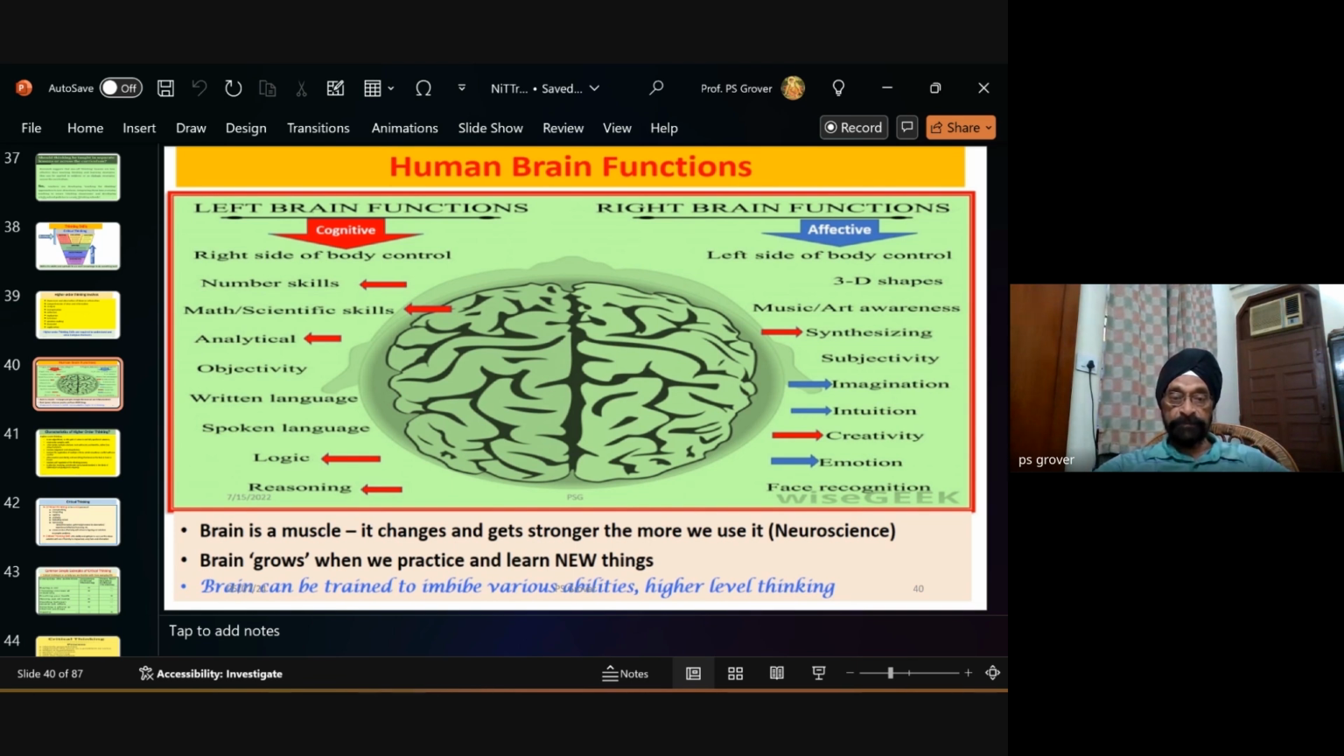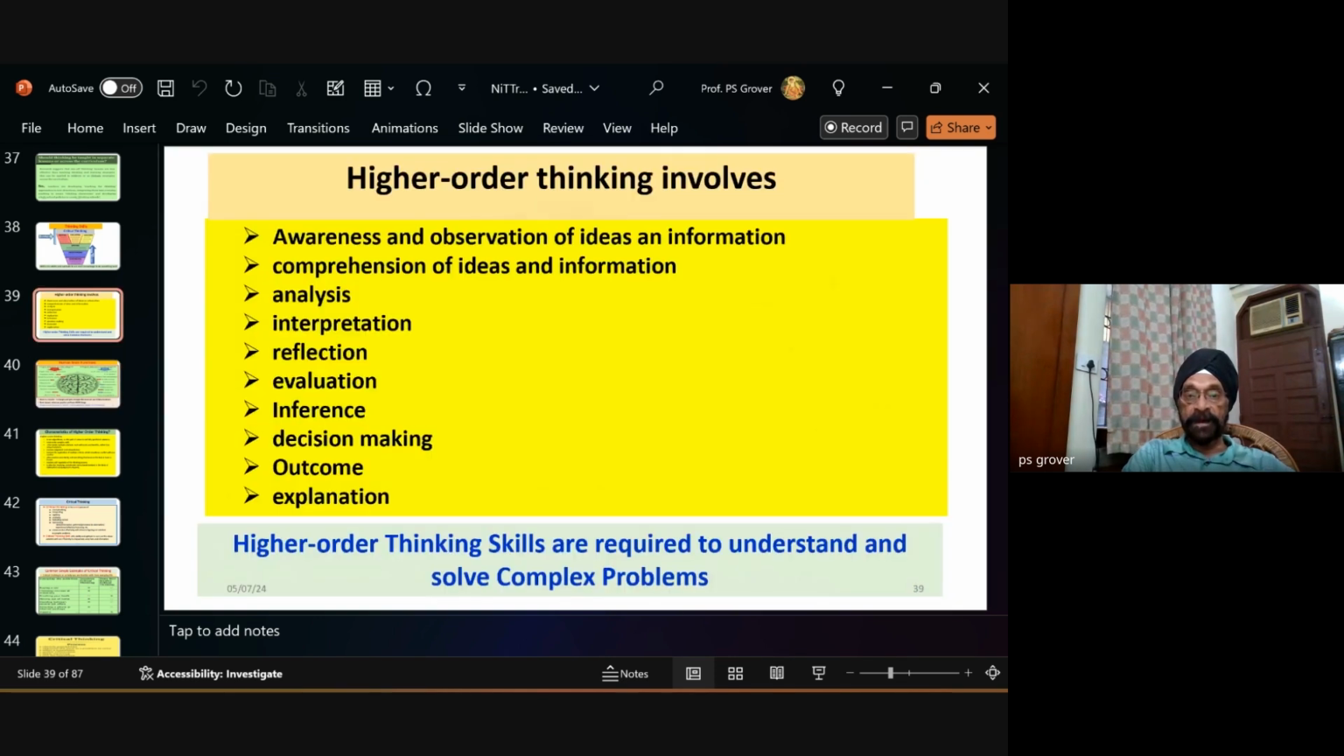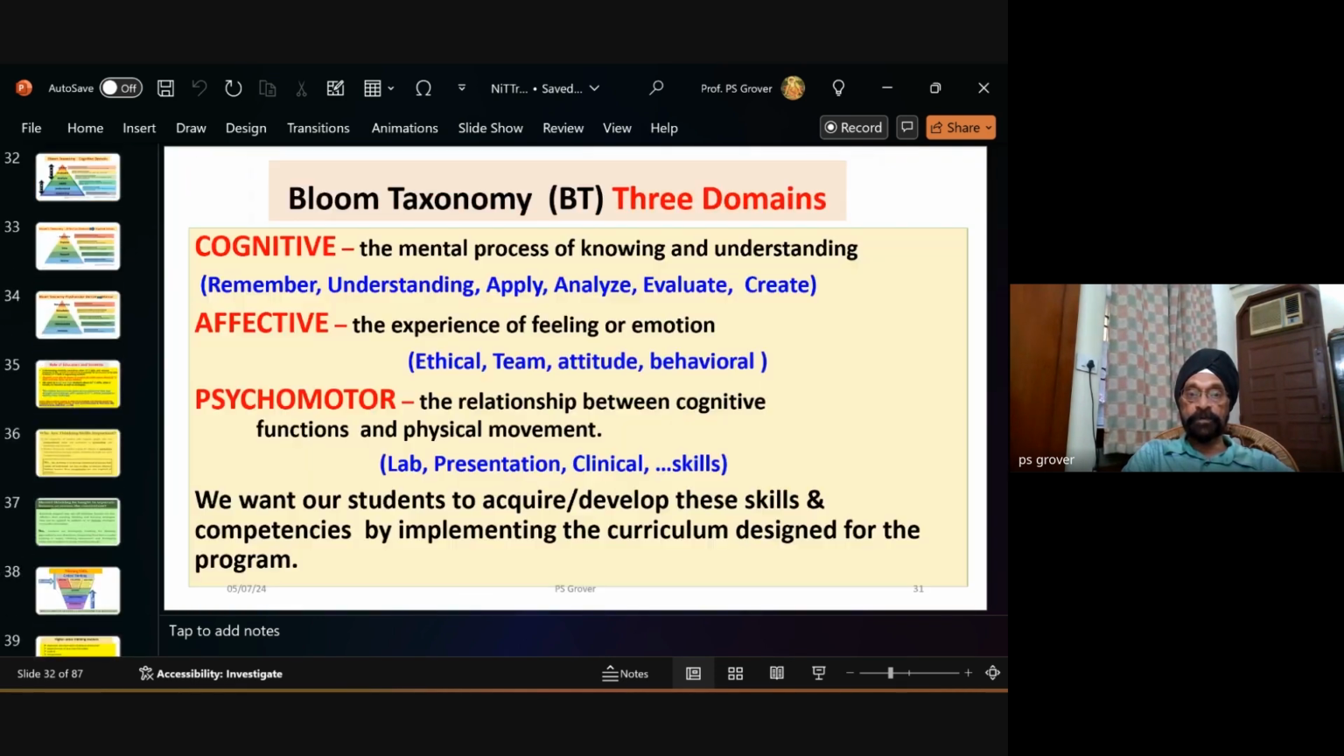Brain grows when we practice and learn new things. Brain can be trained to imbibe various abilities of higher level thinking, that is employability skill. The reason I'm giving this slide is that human nature has already given us these capabilities. Now our purpose is to implement them, to enhance them, to develop them.